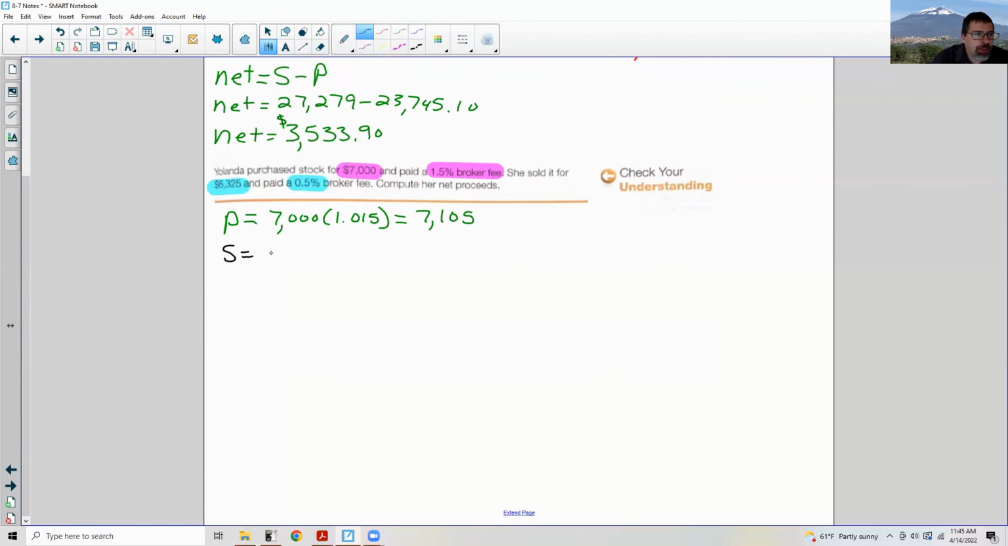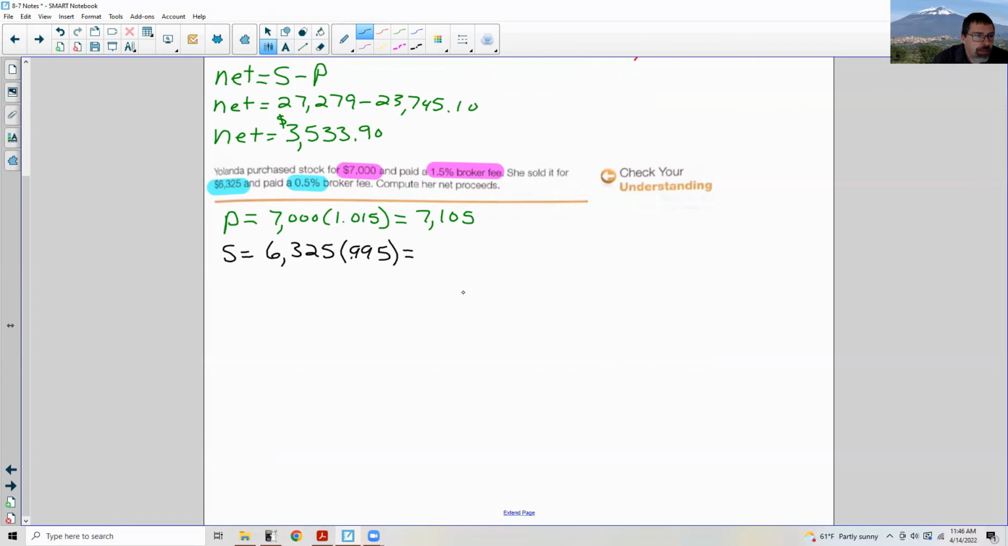Okay, so sell is going to be the price of the stock, $6,325, times, okay, I'm going to do this differently. Since we are taking away, you need to subtract that from 100. So be careful there. 0.5% away from 100 is 99.5% remaining.